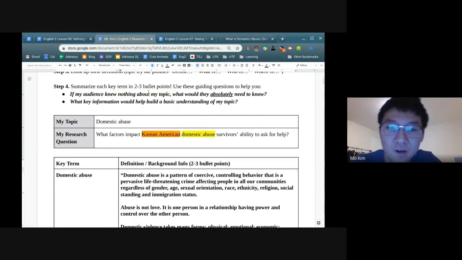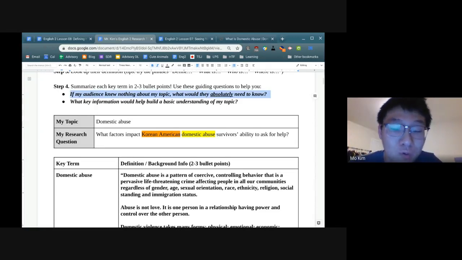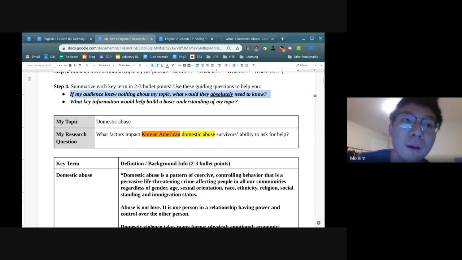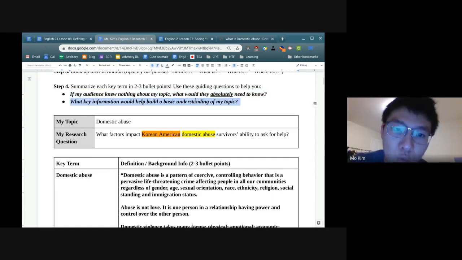I'm going to actually do step 4, which is to summarize each key term in 2 to 3 bullet points, and I'm going to use these questions to help me. Number 1, if my audience knew absolutely nothing about my topic, what would they absolutely have to know? So imagine that someone knows nothing about police violence or about bullying or about COVID-19. If someone knew nothing about this topic, what things would they absolutely have to know to be able to understand what's going on? And number 2, building on that, what key information would help them build a basic understanding of the topic? So I'm going to think about this question with my first term.